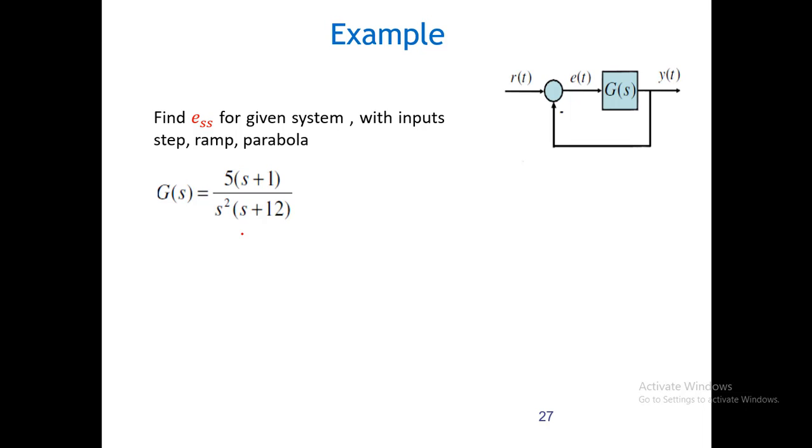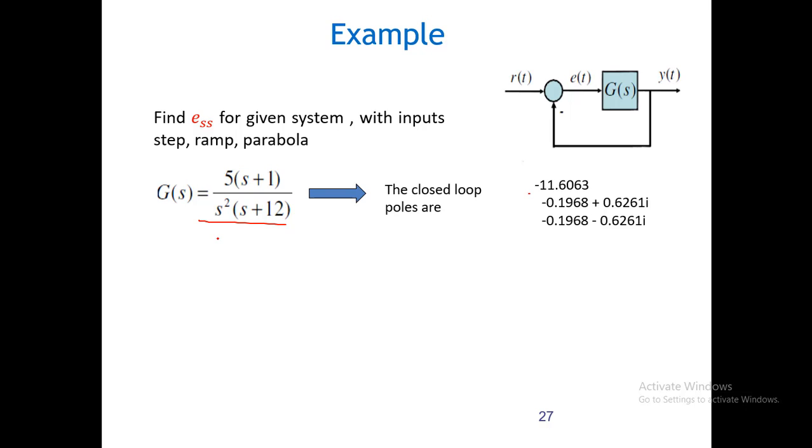Now we have to find the steady state error. This is another example with the inputs of step, ramp, and parabolic. You have to find the value of the ESS. The system's closed loop poles are 3 poles actually, because there are 3 roots. Basically this is s cube plus 12 s square, so this is a third degree polynomial equation. You have to find the roots, and there will be 3 roots.